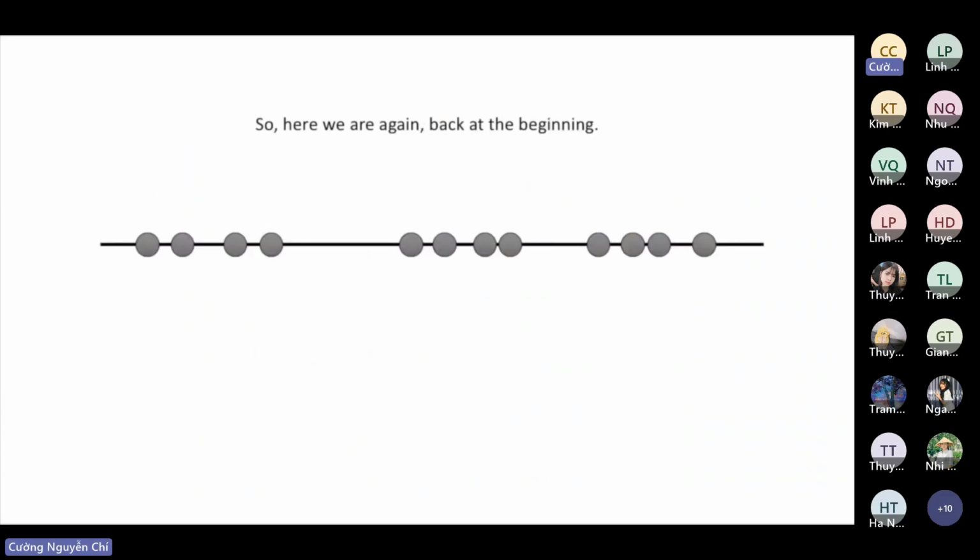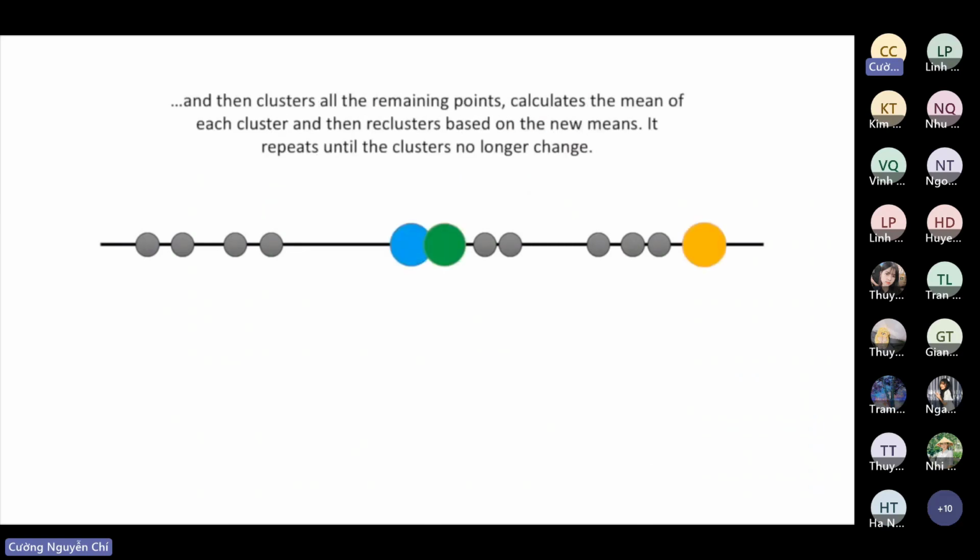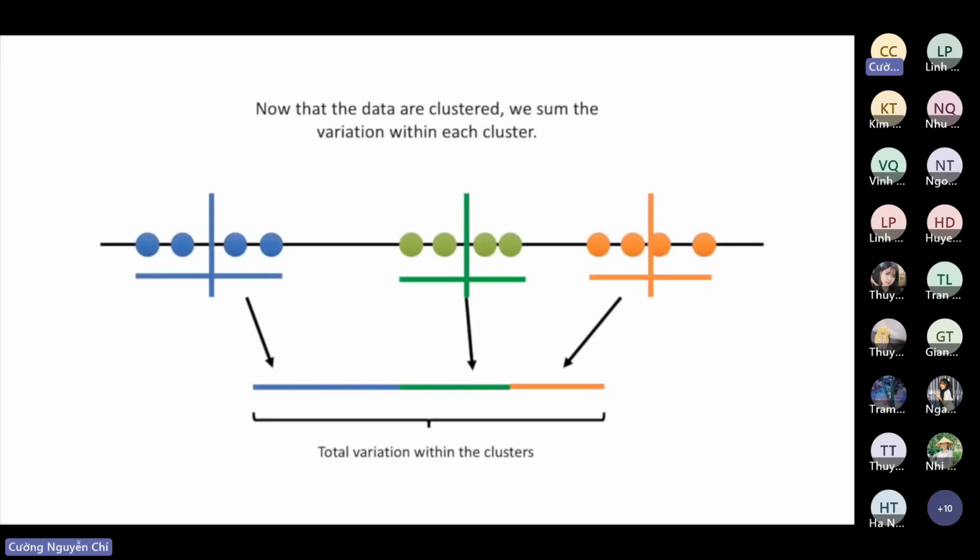So here we are again, back at the beginning. K-means clustering picks 3 initial clusters, and then clusters all the remaining points, calculates the mean of each cluster, and then reclusters based on the new means. It repeats until the clusters no longer change. Boop, boop, boop, boop, boop, boop, boop, boop. Now that the data are clustered, we sum the variation within each cluster.